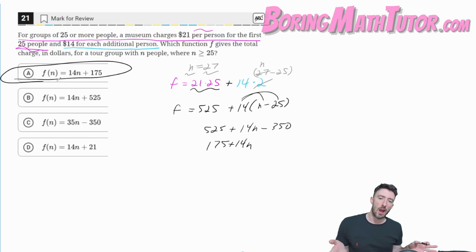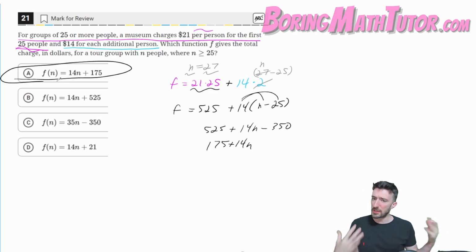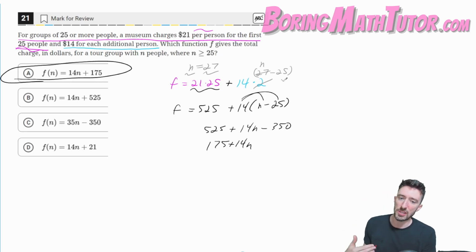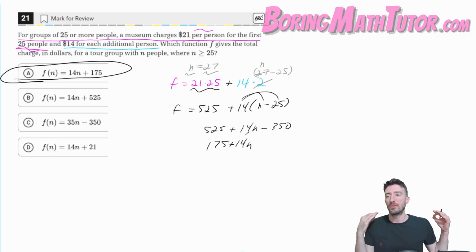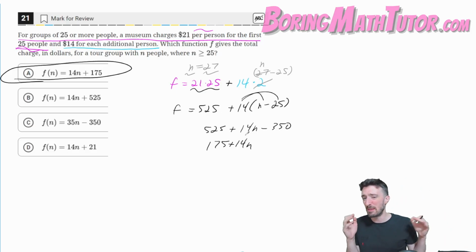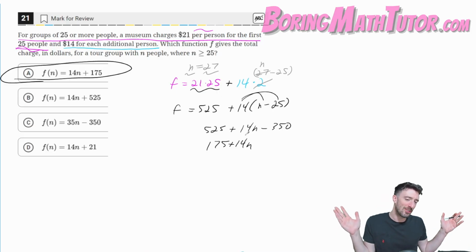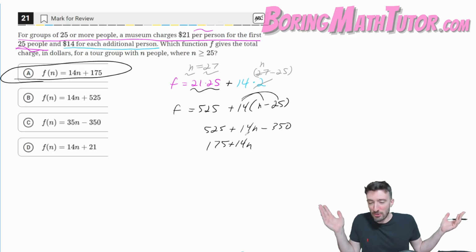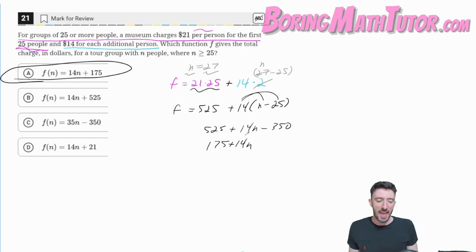Other ways to do this problem, I could have continued with actually calculating what this was, but this is the fastest way to do it in case you are an SAT badass. If you're not interested in being an SAT badass, that's okay. That's fine. You can be a SAT mediocre person, but you're going to run out of time.